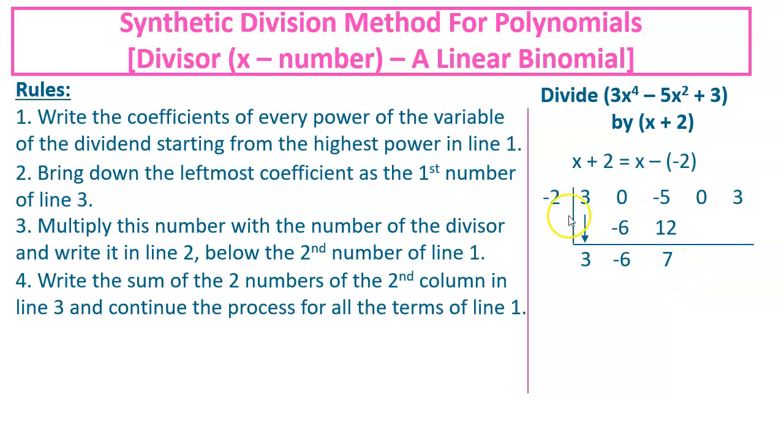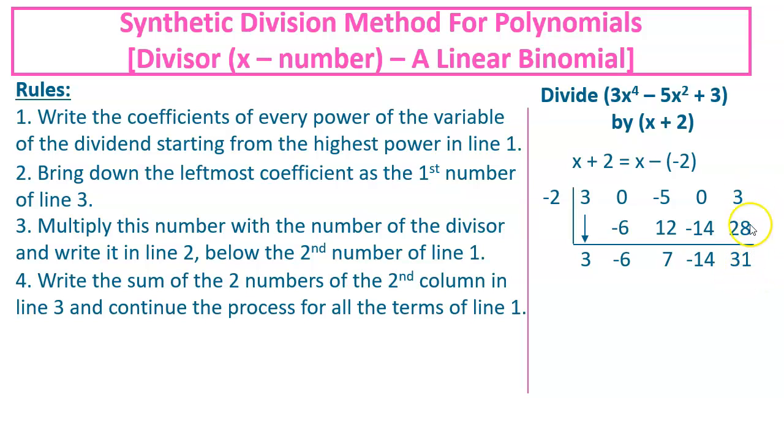Again we multiply negative 2 with positive 7 and we get negative 14 as the product, which we write below 0. We add 0 and negative 14 and write the number negative 14 in line 3. Next, again we multiply negative 2 with negative 14 to get positive 28 as the product, which we write below 3 in line 2. We add 28 and 3 to get the number 31 and we write this in line 3.